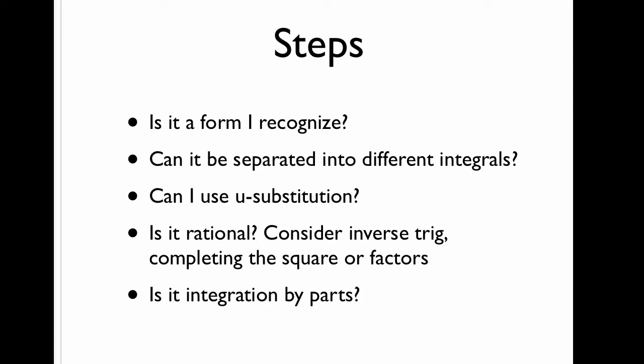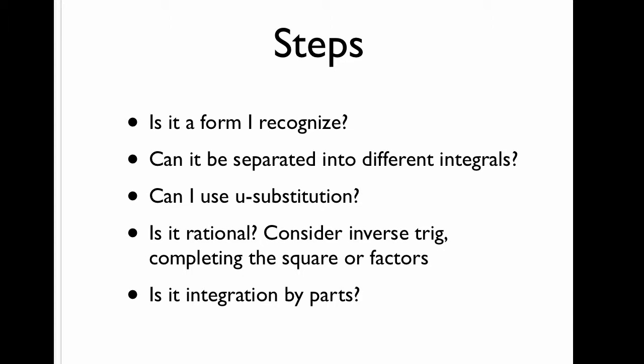Third thing I look for is u substitution. So I look for, is there a function and its derivative in the problem? And if there is, is that going to work out as far as is u in the right place and is du in the right place? If none of those work, I'm going to look for, is it rational? If it's a rational equation, it might be an inverse trig, like arctan. It might be completing the square, or it might be something where we can factor the denominator. And finally, is it integration by parts?